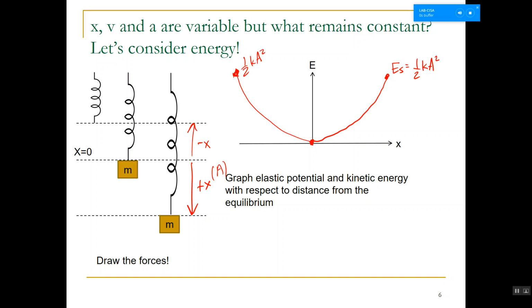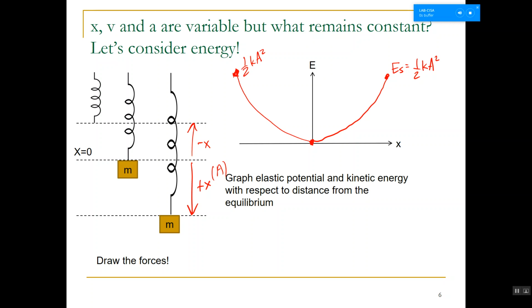Then as it gets closer to equilibrium, it's going to have no elastic energy because the spring is neither compressed nor stretched. And then it's going to compress. So now the mass is up here and your spring is compressed and you have more elastic energy.